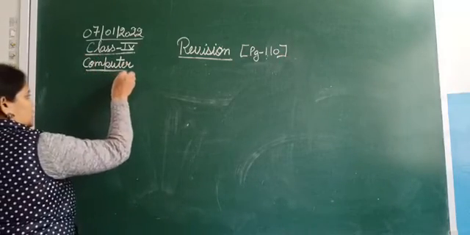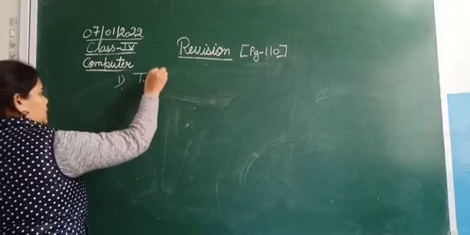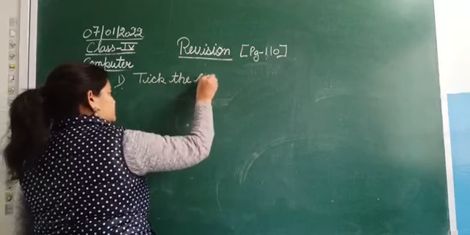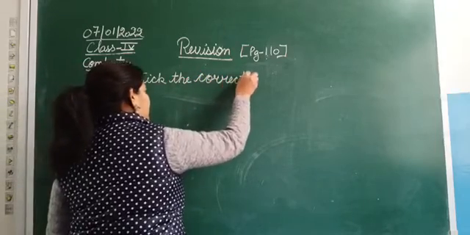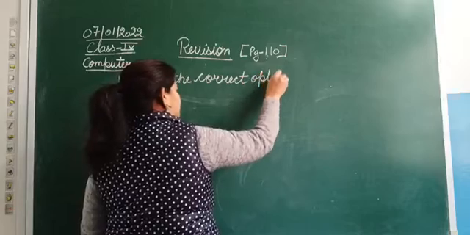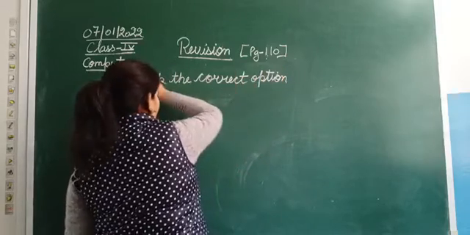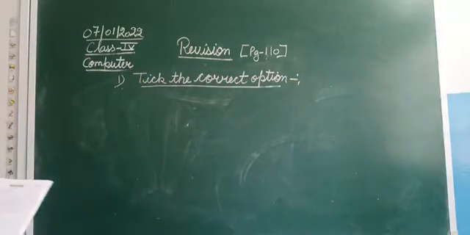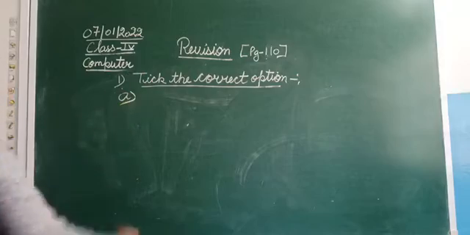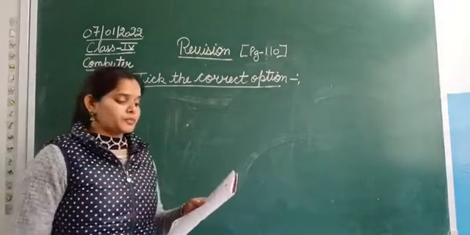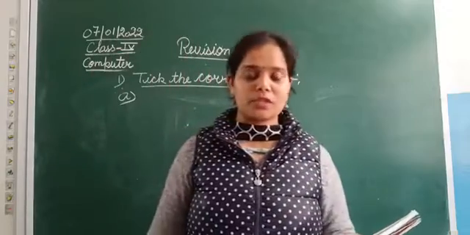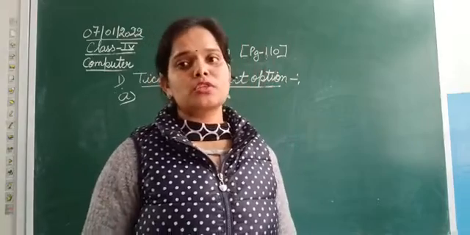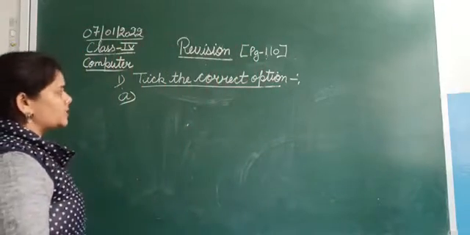Okay, the first is check the correct option. Take the correct option. The first one, A1, is: speed of a CPU is measured in. So how can we measure the speed of a CPU? Megahertz, gigahertz, or both first and second? Yes. So the speed of a CPU is measured in both units, gigahertz and megahertz.